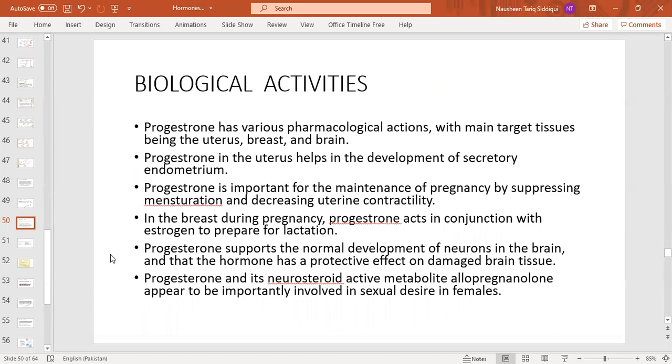Progesterone supports the normal development of neurons in the brain, and the hormone has a protective effect on damaged brain tissue. Progesterone and its neurosteroid active metabolites, such as pregnenolone, appear to be importantly involved in sexual desire in females.